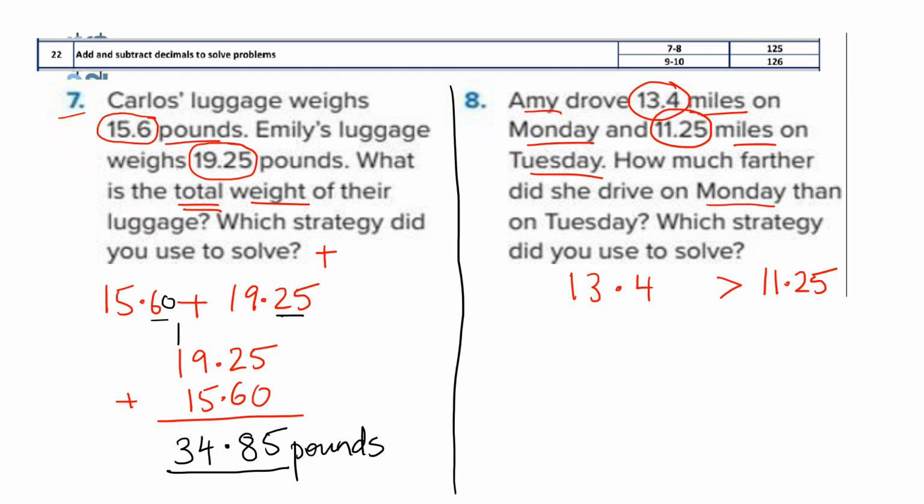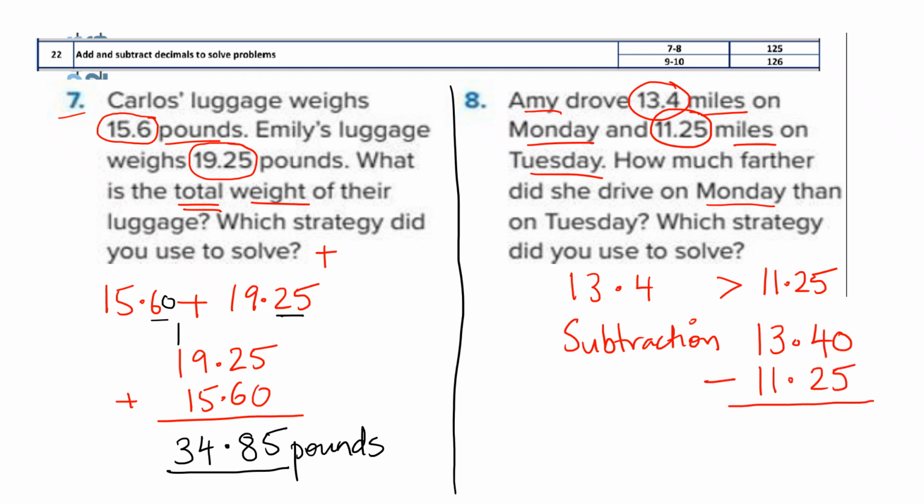Okay, now the question is asking how much farther did she drive on Monday? So we know on Monday she drove more, 13.4 miles, while on Tuesday she drove less, 11.25 miles. So it is asking how much farther she drove. That means it is asking for subtraction. It is asking what is the difference. That means you will take the big one and from there you subtract the small one. Again, I put an extra 0 so that both decimal places are equal.